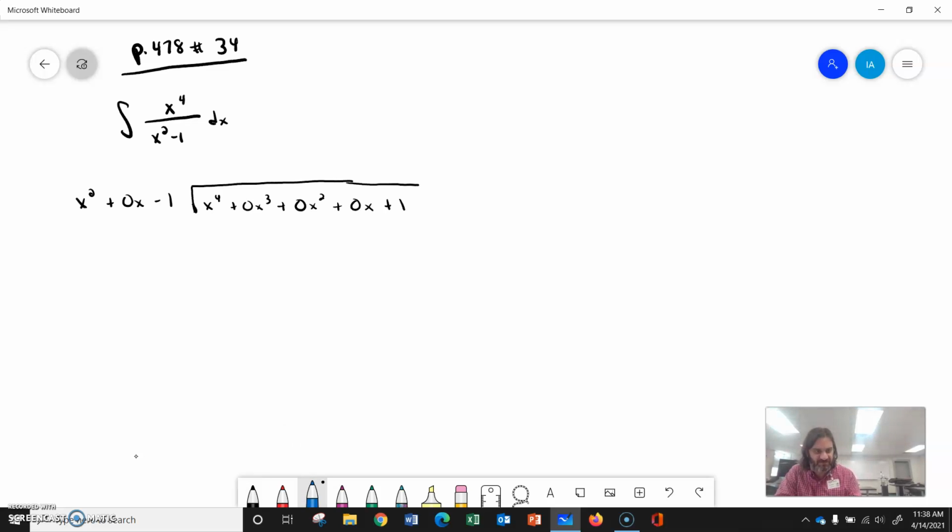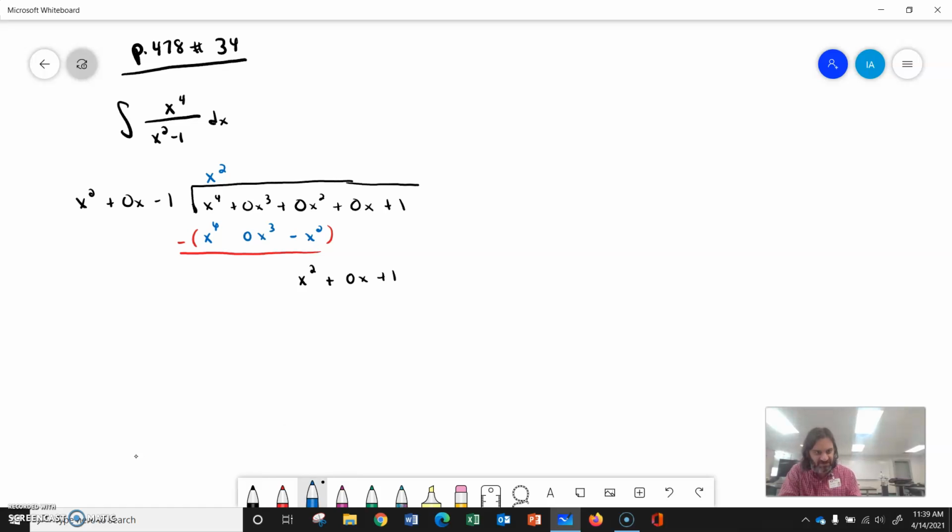So let's see here. X squared goes into x to the fourth, x squared times. Multiply this back, we'll have x to the fourth, 0x cubed minus x squared. Subtract off. Let's see what comes down. X to the fourth minus x to the fourth, none. X cubed minus x cubed, none. So we'll have an x squared. We'll go ahead and pull down the 0x and the plus 1.